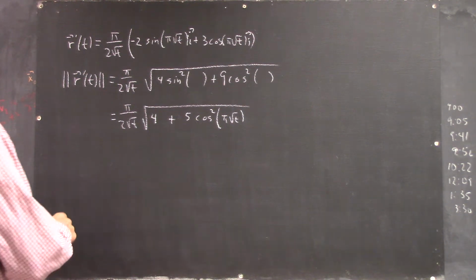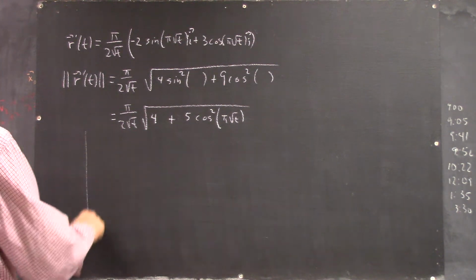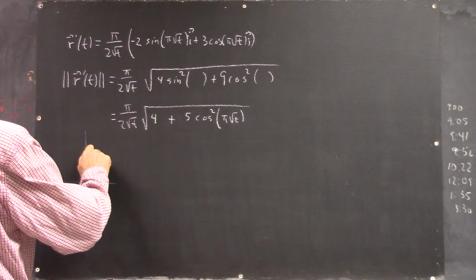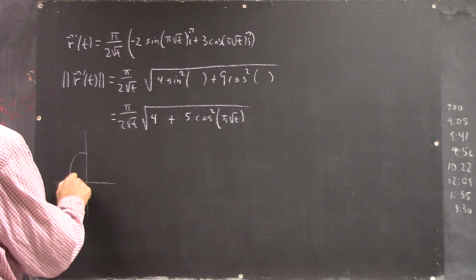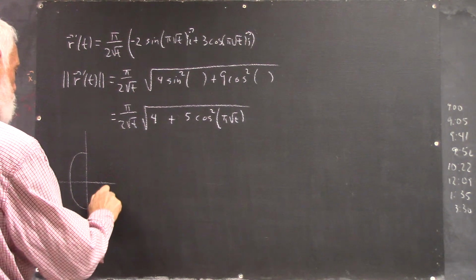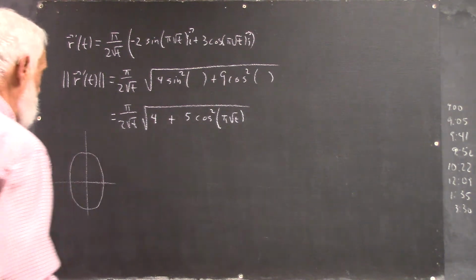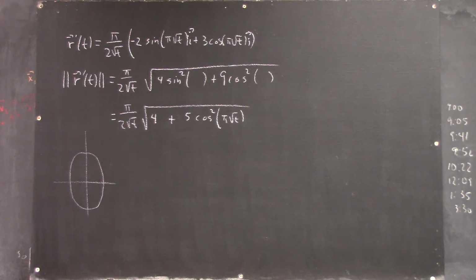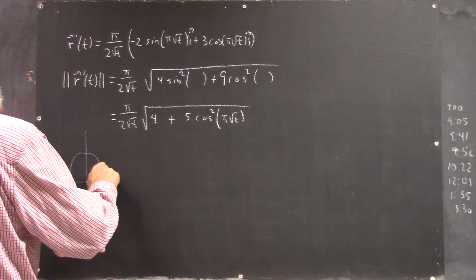So now, what happens on the ellipse? Here's your ellipse. See if I can draw a half decent ellipse. If I try really hard, maybe. That's not too bad. Okay. So here's your ellipse. Here's your r of t function.